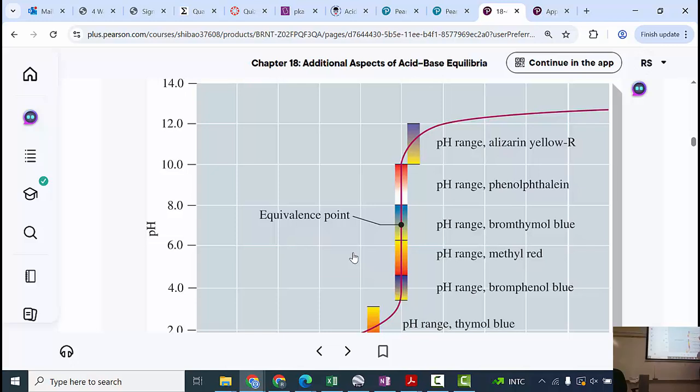However, if we use alizarin yellow, there is a huge change in pH and a significant change in volume, because we would have stopped right here. If we stopped right here, that volume was way off. And so phenolphthalein works fine. This one's called bromothymol blue. Bromothymol blue has an endpoint of pH 7, because at pH 7 we have green. And so this is perfect.